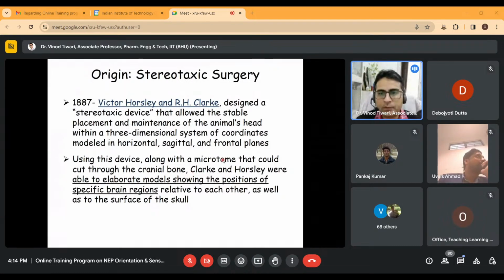So they used a device, a microtome. Some of you may already be aware of this device. It's a kind of cutter, you can say, right, which can be used to cut different sections of the brain, very thin sections, ranging from 10 micrometer to 20 micrometer, and sometimes more than that. So they cut the brain, animal brains basically, using histotaxic, and then they were able to elaborate models showing the positions of specific brain regions related to each other, as well as to the surface of the skull.